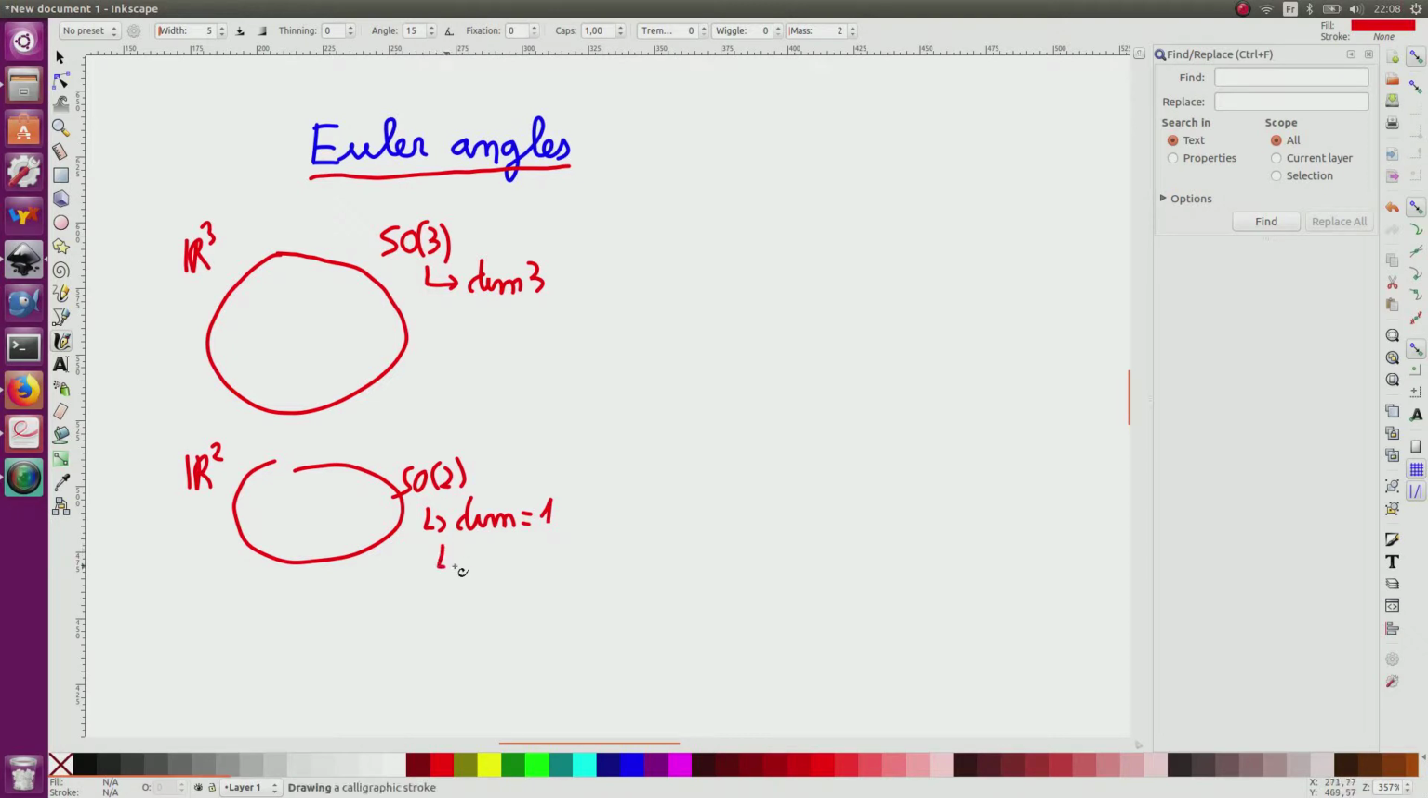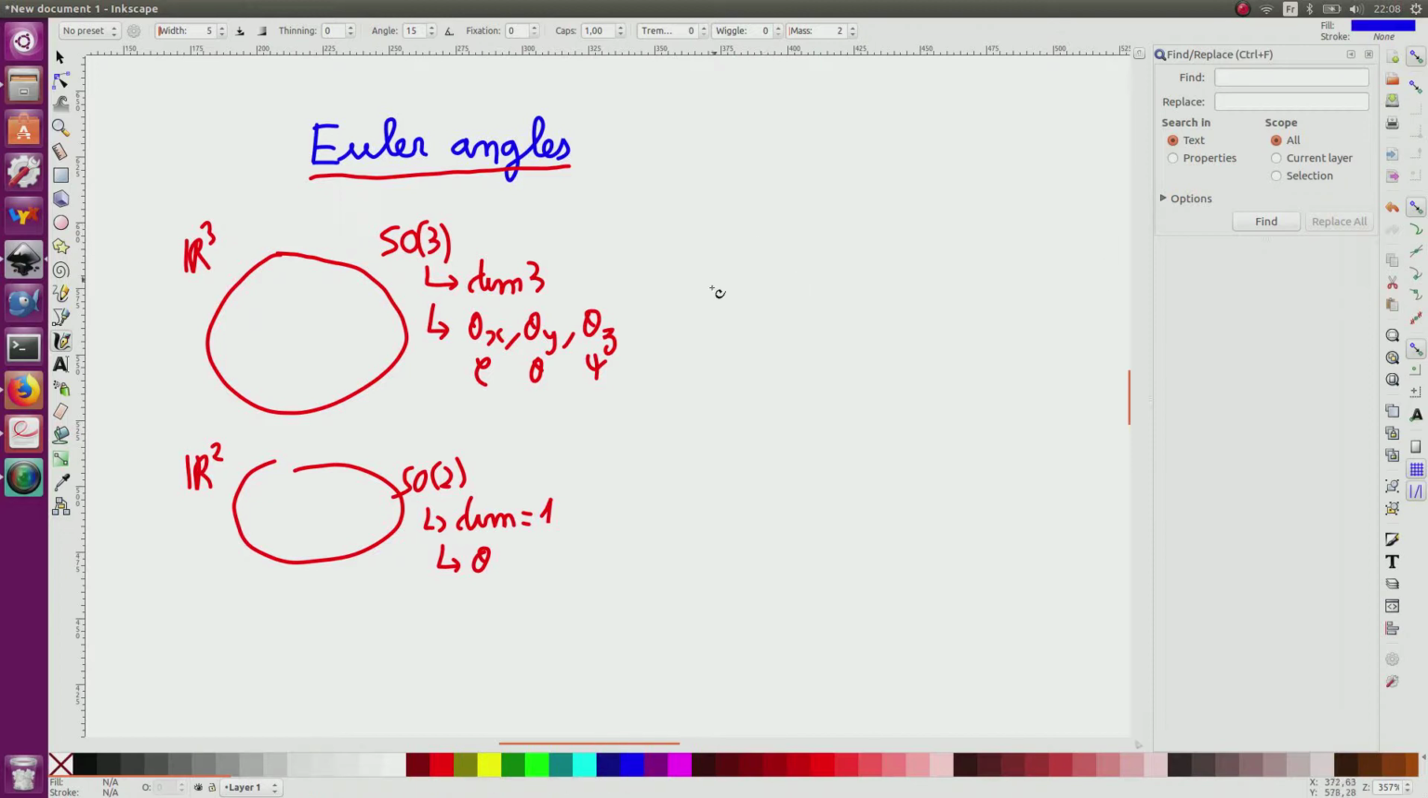So we need only one parameter here, theta, and here we need three parameters. Let's say theta x, theta y, theta z, or phi, theta, and psi. We'll see that these parameters, a well-known parameterization, are the Euler angles.